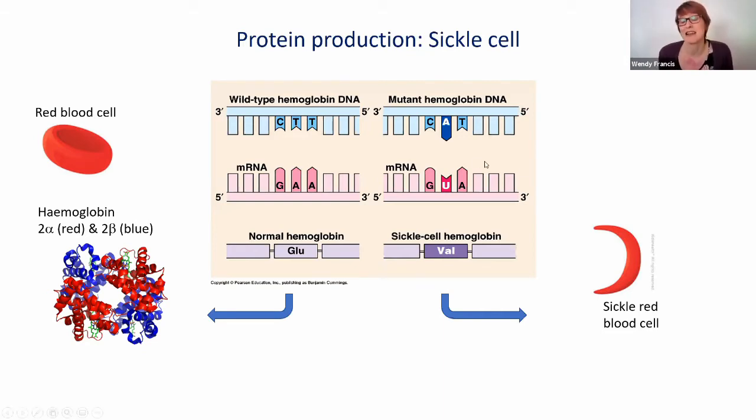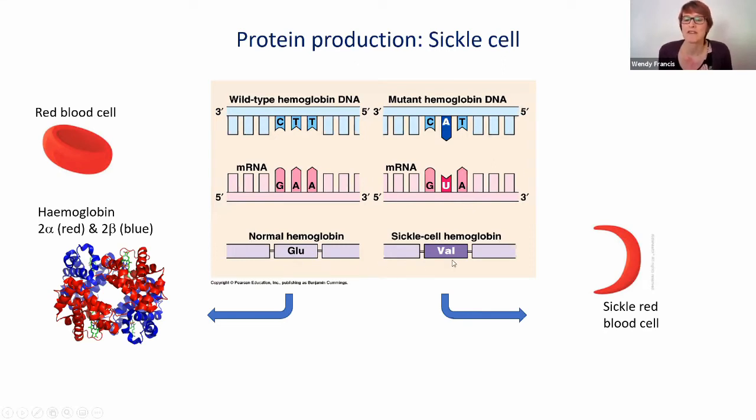Now, in sickle cell, we have a single base change, and it happens in the second position of the codon. So instead of a T, we have an A. Now that changes the codon within the messenger RNA, which then changes the amino acid it codes for. So now we've got valine instead of glutamic acid.